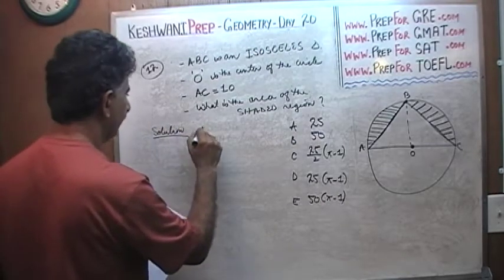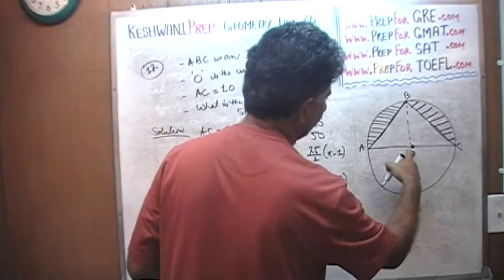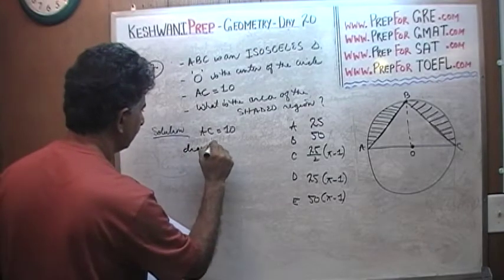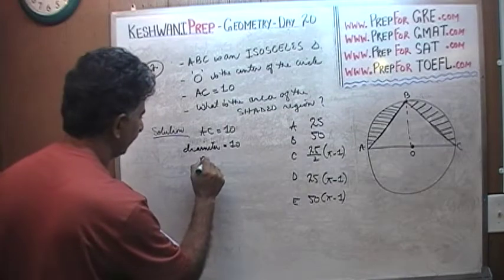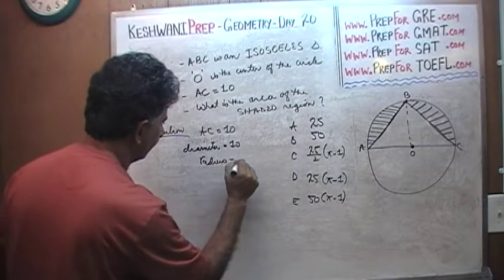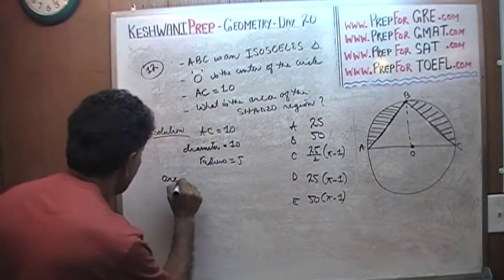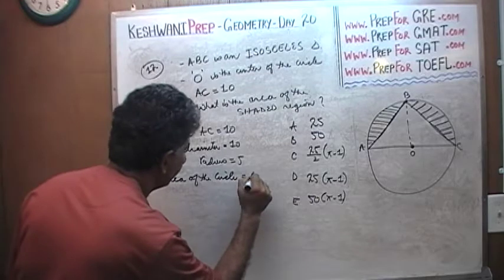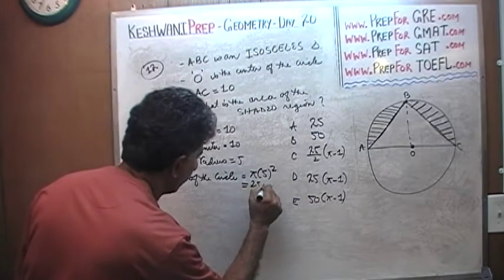We know that A to C is 10, and it goes through the center. Therefore, we know that the diameter of the circle is 10. If the diameter is 10, that means the radius is 5. Therefore, the area of the circle is pi r squared, 25 pi.